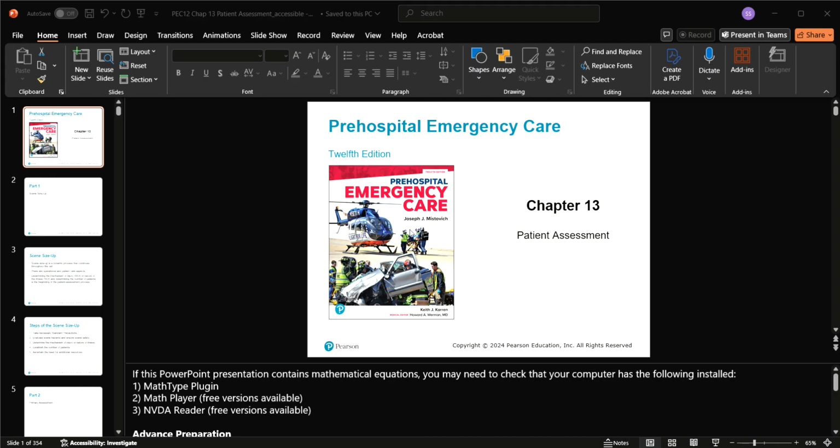All right, so when we talk about scene size up, there's 5 things that we immediately need to do. The first one being BSI. So we knock out BSI, and then there's 4 other things that we need to knock off right in a row. Boom, boom, boom, boom, boom. What are those 4 things? Scene safety. That's one. What's another one?